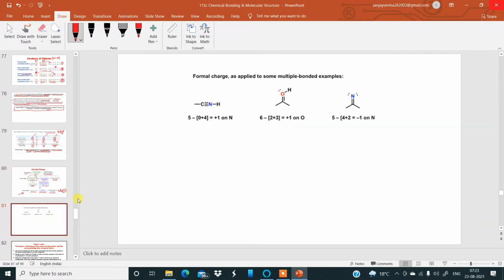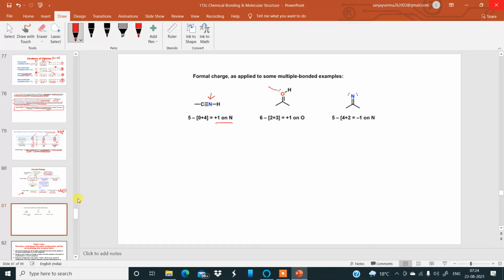Now look at your screen very carefully. On your screen you can see formal charge as applied to various molecules, including multiple bonded ones, like HCN. They are calculating the formal charge of nitrogen. So it is 5 minus number of lone pairs, which is 0, plus on nitrogen there are 4 bonds, so 4. That comes to plus 1 on nitrogen.